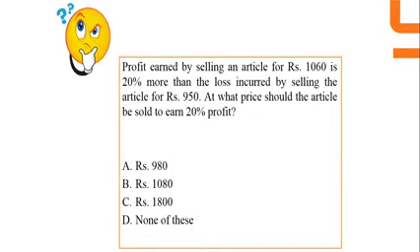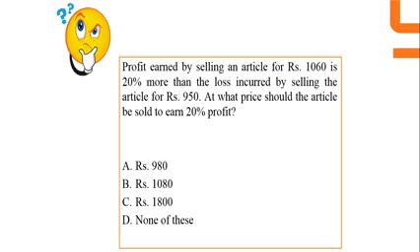Question. Profit earned by selling an article for 1060 rupees is 20% more than the loss incurred by selling the article for 950 rupees. At what price should the article be sold to earn 20% profit? The options are 980 rupees, 1080 rupees, 1800 rupees, and option D, none of these.